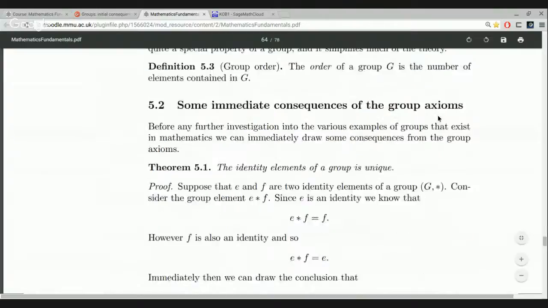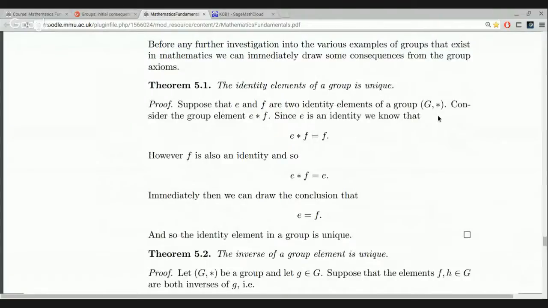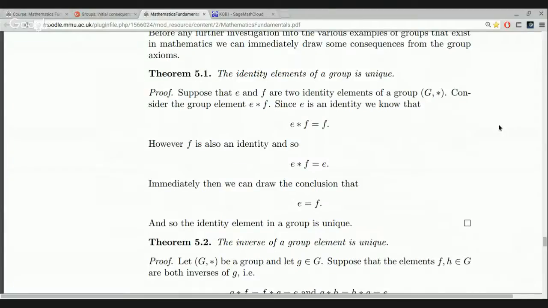So let's look at some immediate consequences of the group axioms. The first of these is the result that the identity element is unique. Now, we've kind of assumed that it was. In the way we've talked about it, we've referred to the identity element. But there's nothing explicit in the axioms that says there is one and only one element E which has that property.